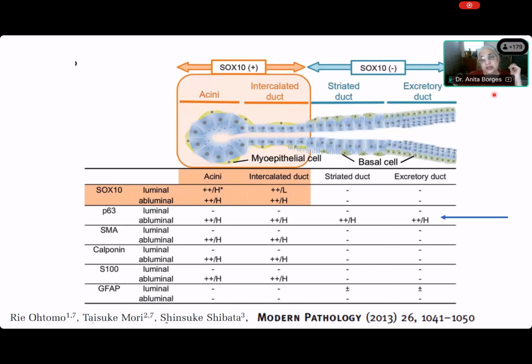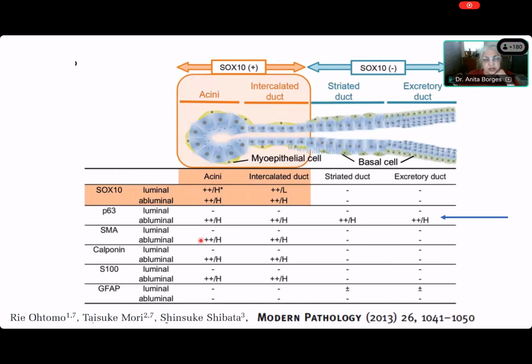And anything to the right of the intercalated duct, the striated duct and the excretory duct, does not express SOX10, except a few striated ducts, the closer they are to the intercalated ducts, might show some SOX10 differentiation. And sometimes basal cells do express SOX10, but it's not very common. So what do the acini express? It's all written over here. I've already explained all that to you.